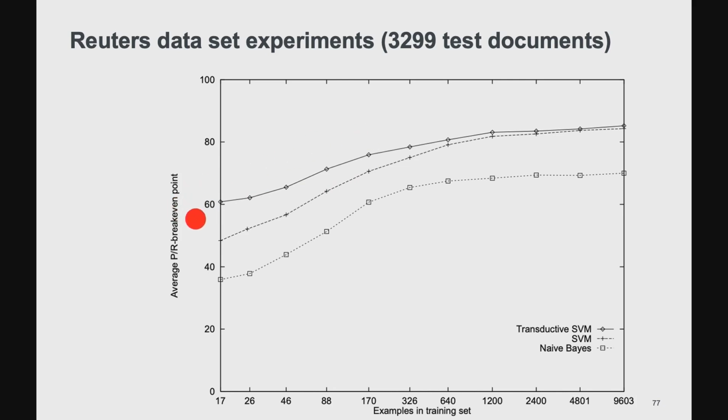And as you increase the number of training samples, you always stay ahead above the conventional support vector machine. So having this knowledge about your test data and knowing how the data is distributed over your data space helps you to make a better decision as to how to put the hyperplane. This also runs under the title semi-supervised learning.